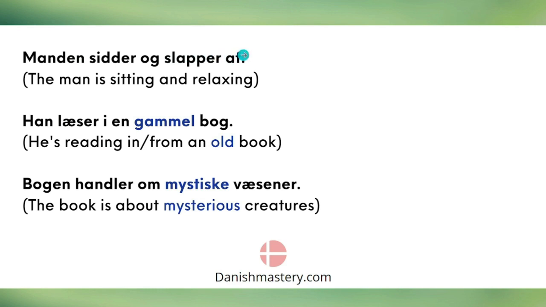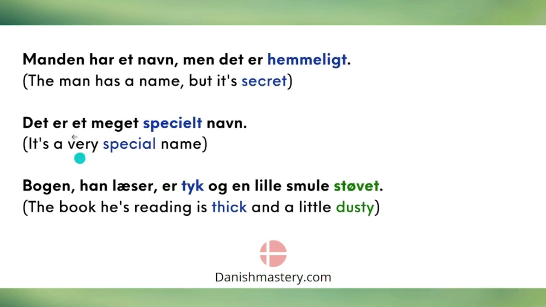Manden sidder og slapper af. The man is sitting and relaxing. Han læser i en gammel bog. He's reading from an old book. Bogen handler om mystiske væsener. The book is about mysterious creatures. Manden har et navn, men det er hemmeligt. The man has a name, but it's secret. Det er et meget specielt navn. It's a very special name. Bogen han læser er tyk og en lille smule støvet, but you can just say støvet, it's fine. The book he's reading is thick and a little dusty.